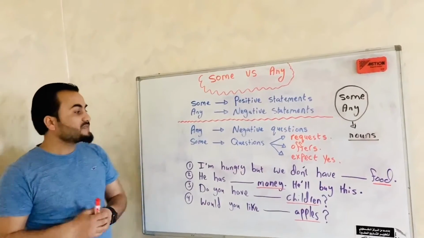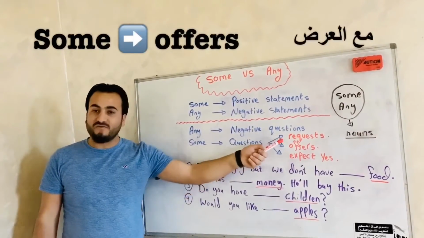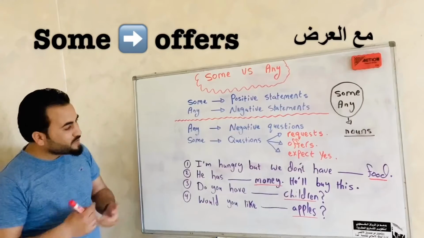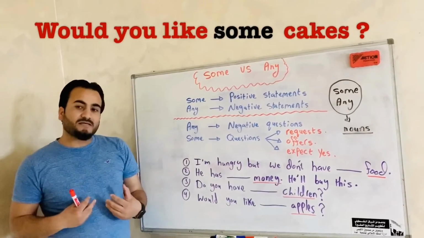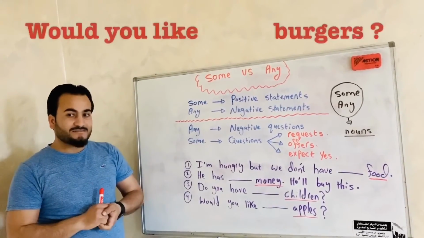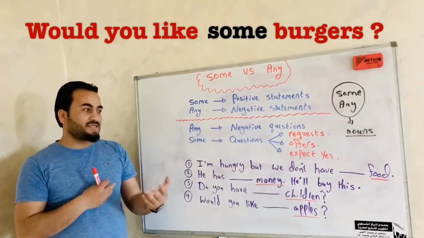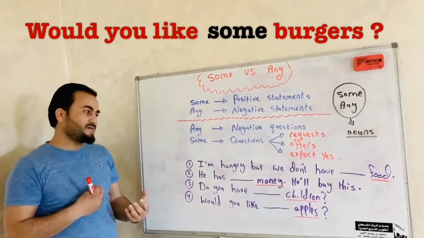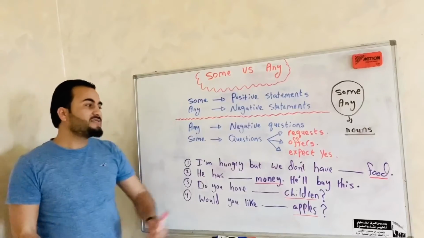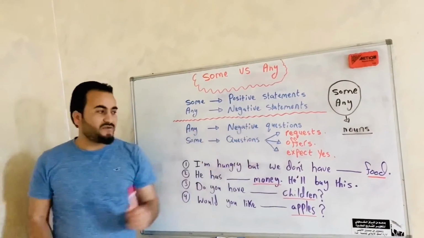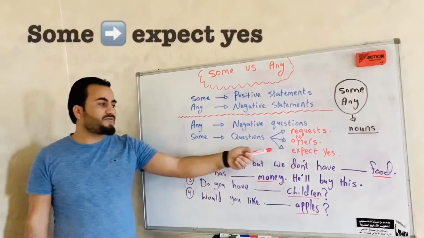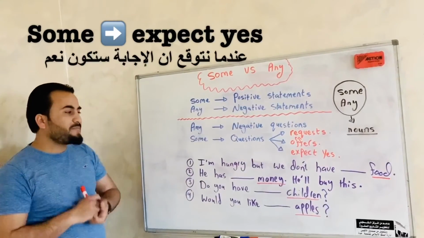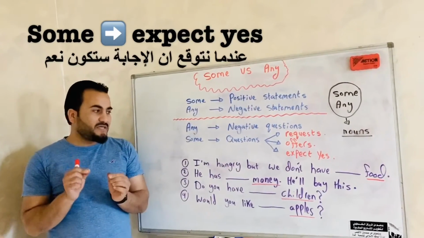Very nice. Number 2, with offers. For example, would you like some cakes? Would you like some burgers? Very nice. So this is an offer. Number 3, when we expect the answer will be yes.